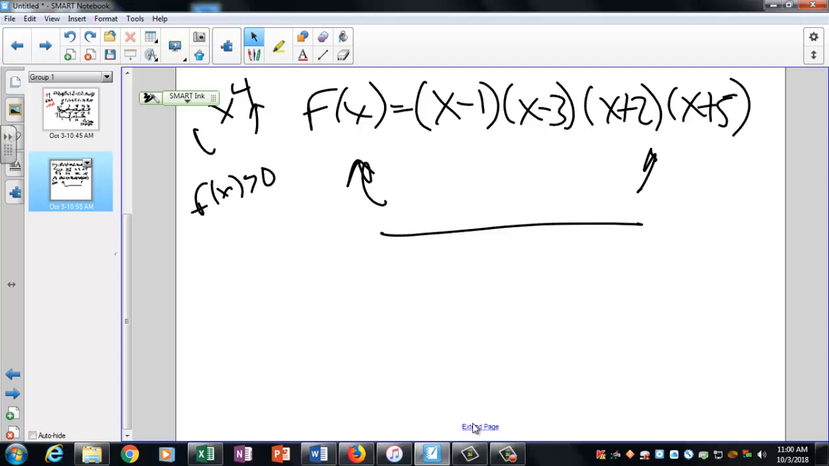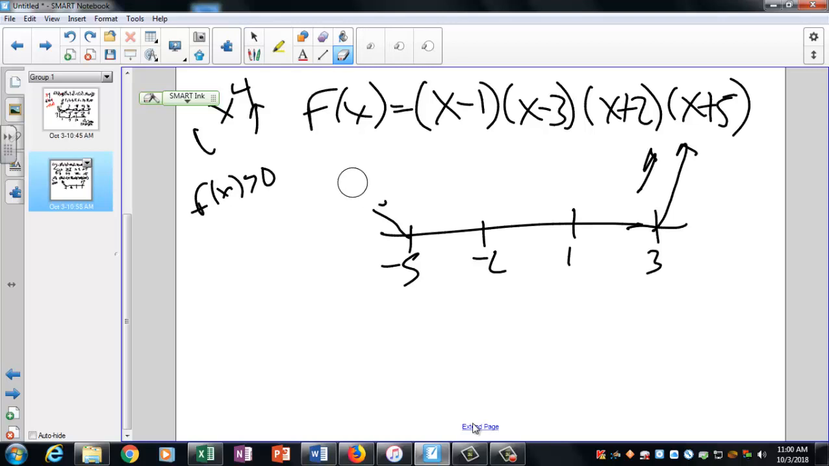Where does it cross the x-axis? Go ahead. 1, 3, negative 5, negative 2, 1, and 3. Do we agree? When it leaves 3, it's got to go where? Up, right? When it leaves negative 5, it's got to go where? It's got to go up, yes? Does it pass through negative 5 or does it reflect? Who remembers?